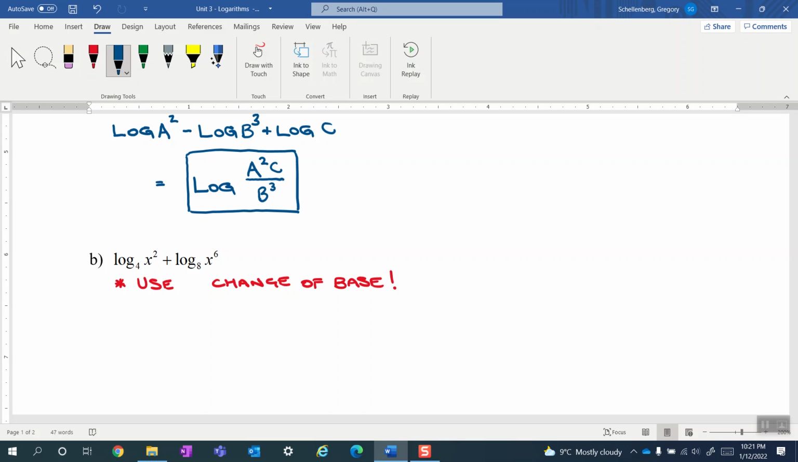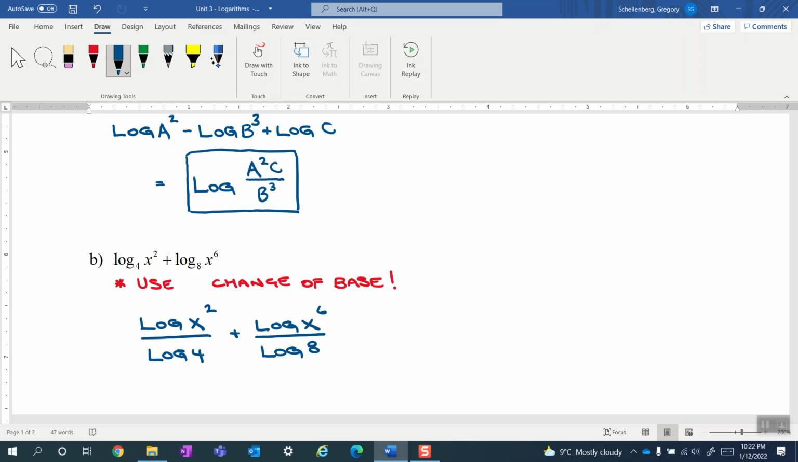Okay, so log base 4 of x squared, we're going to rewrite that as the log of x squared divided by the log of 4. And log base 8 of x to the power of 6, we will write that as the log of x to the power of 6 divided by the log of 8.